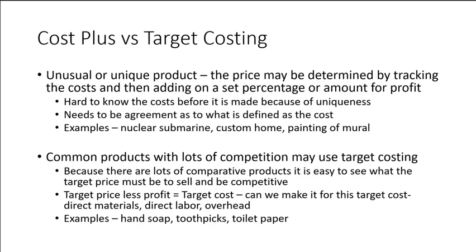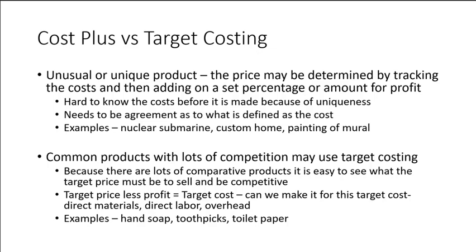Okay? The other extreme are products that nobody else is making that are completely unique, so it's very hard to set a price on them because there's no reference point. And so in this case, we're going to count up all of our costs, and the deal is going to be we're going to add some percentage on top of our costs, so we still make a profit, but that's how we're going to determine the price. We won't know what the price is of this product until we're done making it. So very customized things. They gave some examples: nuclear submarine, custom home, or a painting of a mural.